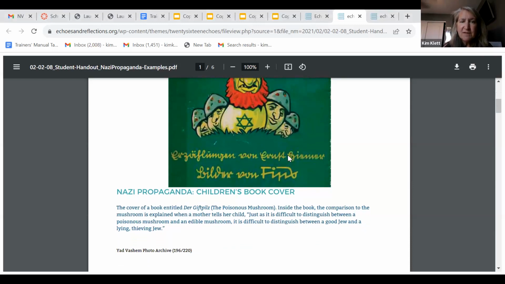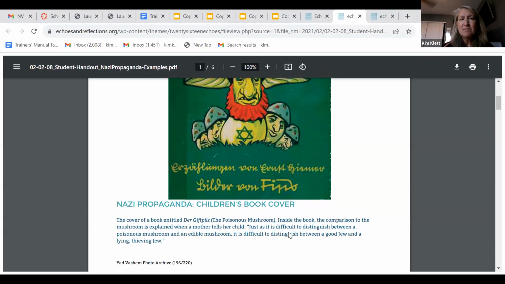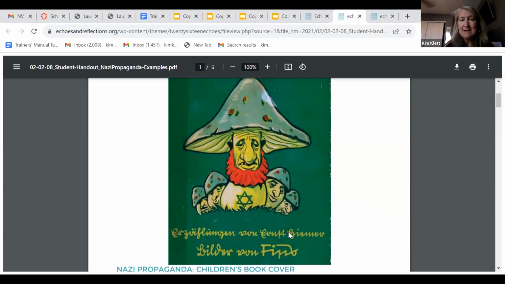So the story for this one is where a mother tells her child they're out picking mushrooms. She says, just as it is difficult to distinguish between a poisonous mushroom and an edible mushroom, it is difficult to distinguish between a good Jew. And notice she doesn't say good and bad. She says, and a lying, thieving Jew, right? So this was promoted to children.